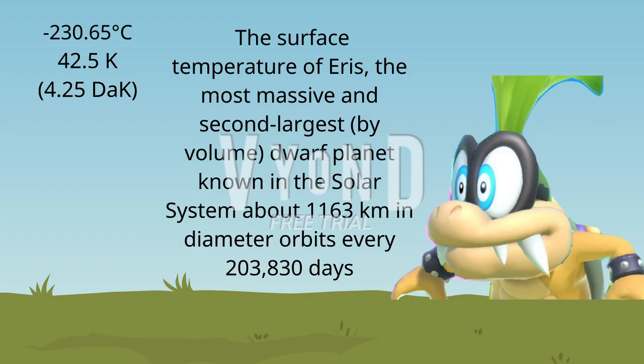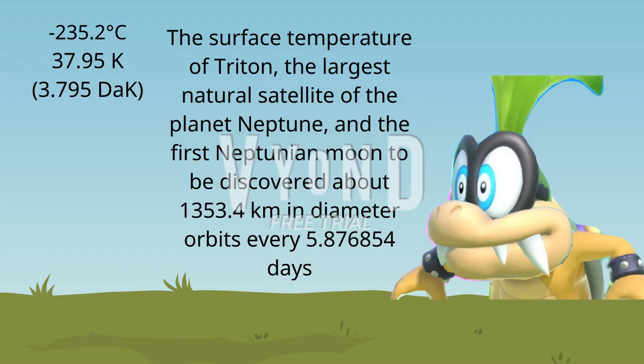That's 42.5 Kelvin. The surface temperature of Triton, the largest natural satellite of the planet Neptune, and the first Neptunian moon to be discovered, about 1,353.4 kilometers in diameter, and which orbits every 5.876854 days, is at minus 235.2 degrees Celsius, or 3.795 decakelvins.